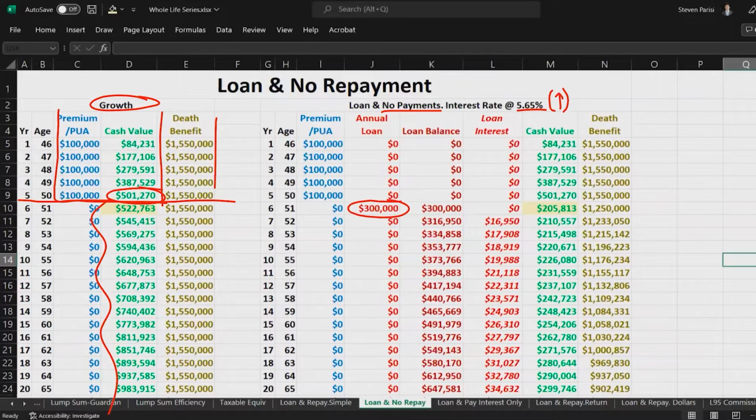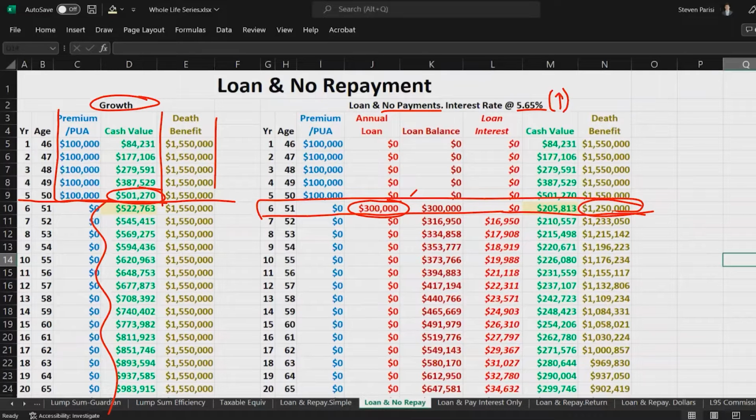There's my $300,000 loan. What happened in year 6 compared to the last example we just looked at? Everything's the same. There's my 205 in cash value. There's my $1.25 million in death benefit. So if I die in year 6, say the day after I take that $300,000 loan, that's the death benefit that will be paid out to my beneficiaries.